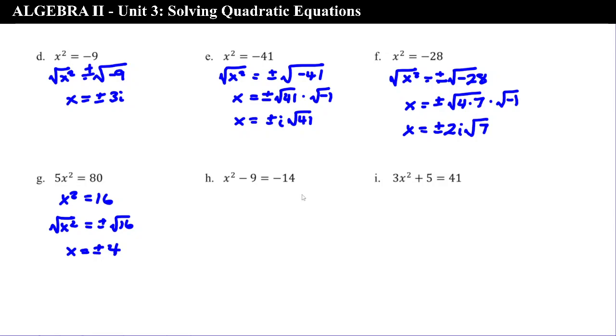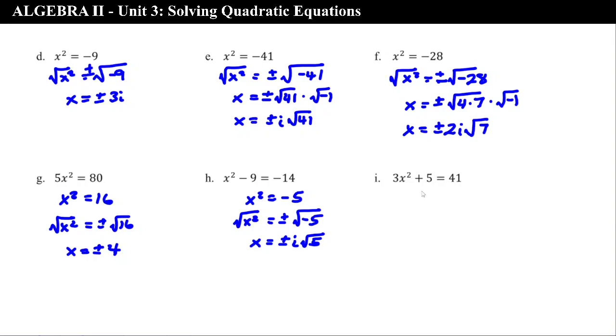For this next example, we need to get x squared by itself, so we're going to add 9 to each side. So that's going to give us negative 5 on the right-hand side. Take the square root of each side. Get plus or minus the square root of negative 5. And then we have x equals plus or minus i, which comes out from the negative, and we can't simplify the square root of 5.